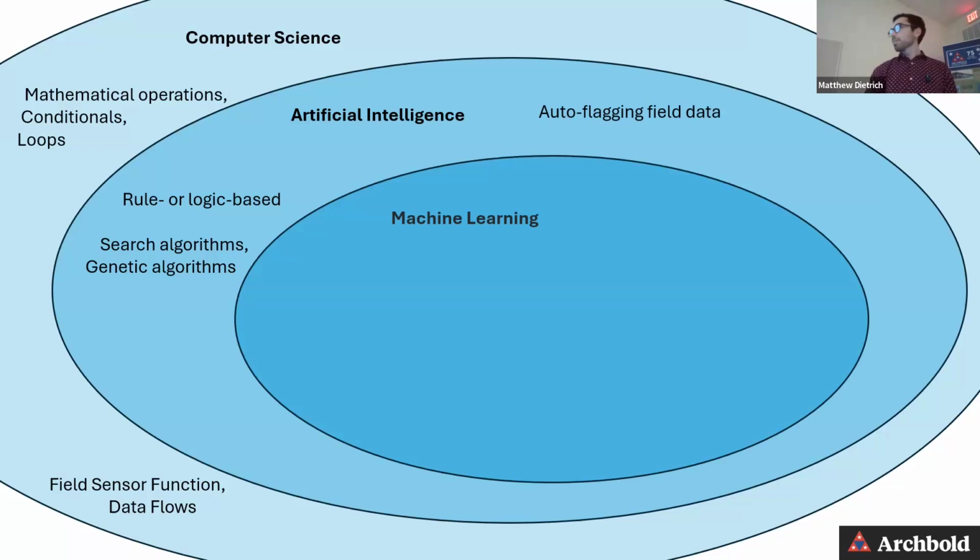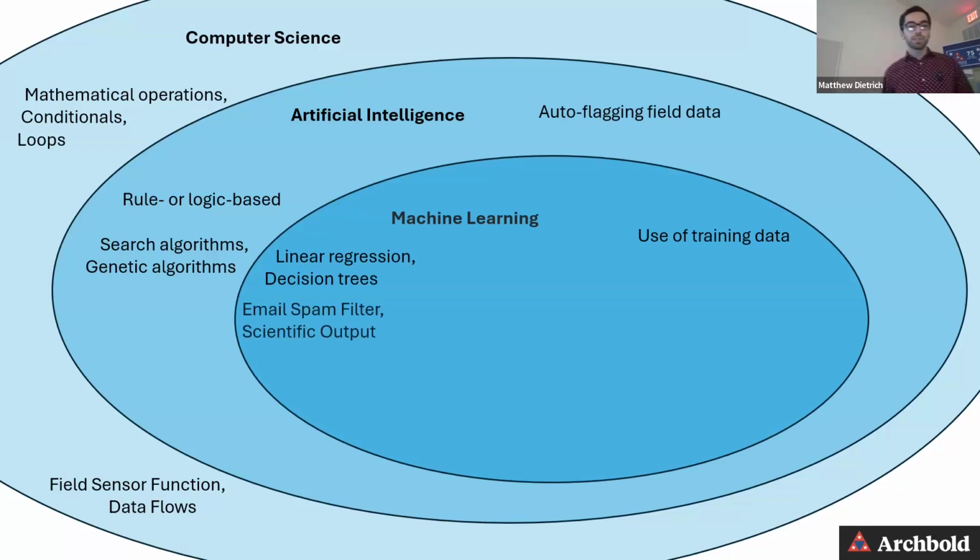And then if we keep stepping further, we're diving now into the realm of machine learning. This can include linear regressions, decision trees, basically anything that uses training data to inform a model. This includes a common example like your email spam filter, but also specifically what we're doing here at Archbold. All of our scientific output is models based off of data.